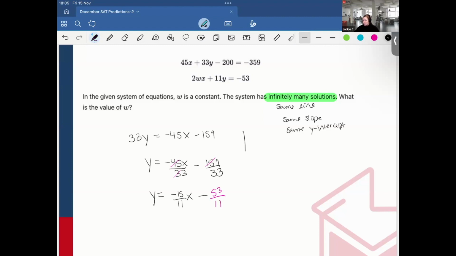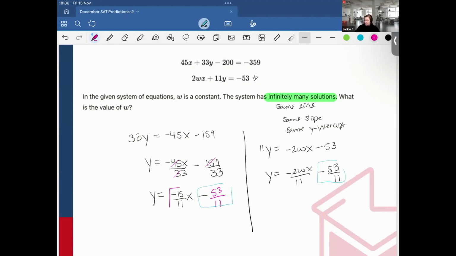Okay. So now, same for our second equation. Put everything in terms of y. So 11y equals negative 2wx minus 53, divide everything by 11. So I have negative 2wx over 11 minus 53 over 11. And then just looking at my two equations, I see the y-intercept checks out. It's the same. And therefore, the slope also must be the same.